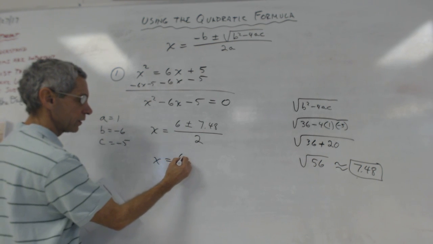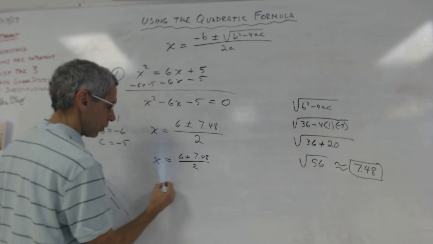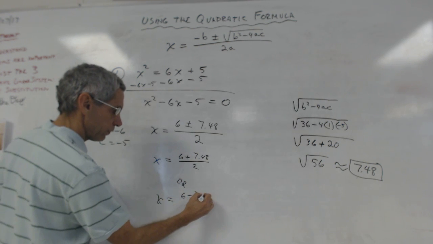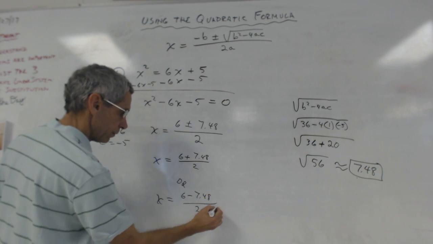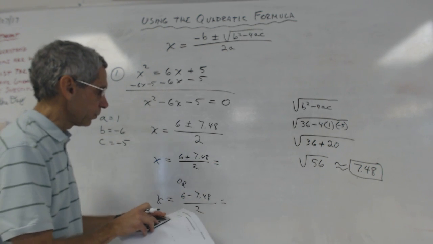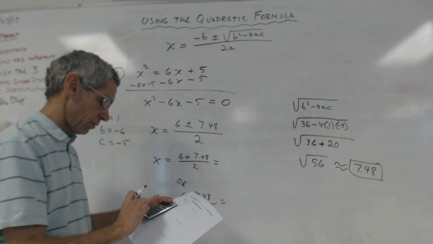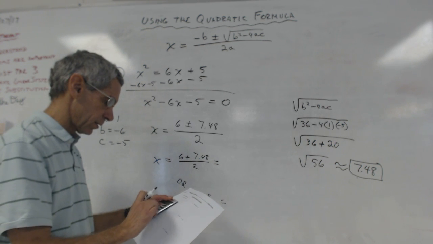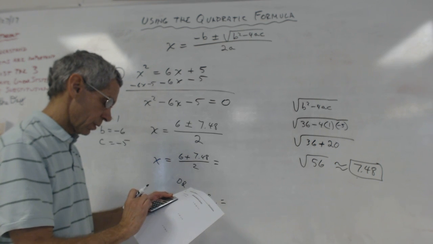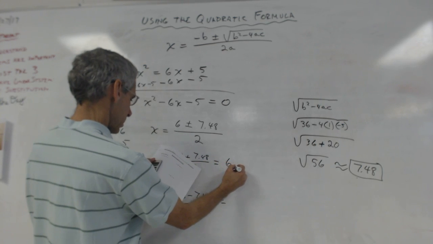I've got x is equal to 6 plus 7.48 all over 2, or x is equal to 6 minus 7.48 over 2. All right? And I just get out my calculator. And I do them. 6 plus 7.48 equals, divide by 2, equals 6.74.